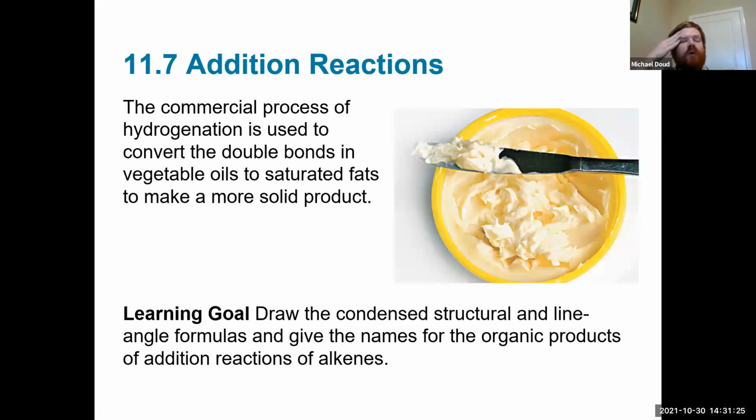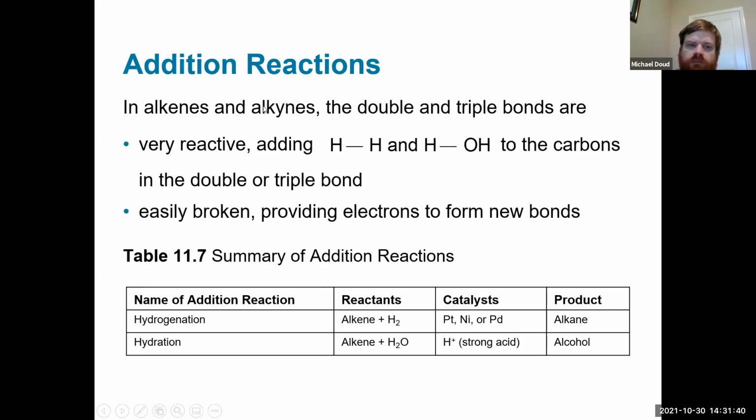Okay, so finally, what we're going to talk about is addition reactions that take alkenes and turn them into alkanes. So you take unsaturated hydrocarbons and turn them into saturated hydrocarbons. The reaction that always goes over is basically you add hydrogen gas, H2, or you add water, H2O, to the carbons in a double or triple bond. And what you produce is either an alkane in the case of having H2, or an alcohol in the case of adding water.